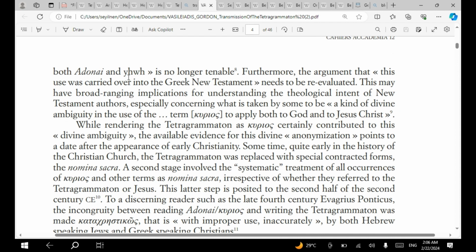But you see that Yahweh, Yod-He, Vav-He, is no longer tenable. Furthermore, there is the argument that this use was carried over into the Greek New Testament. Yes, the New Testament was produced by the Christians, right? And the Old Greek, which is the Septuagint, was written by our ancestors. I've told you this, during the reign of Ptolemy, by the 70s, six from each tribe of the family of Jacobi, which you changed to Jacob and now Israel. These are black people. You must carry the DNA before you will be a son of Jacobi, Abram, or Isaac.